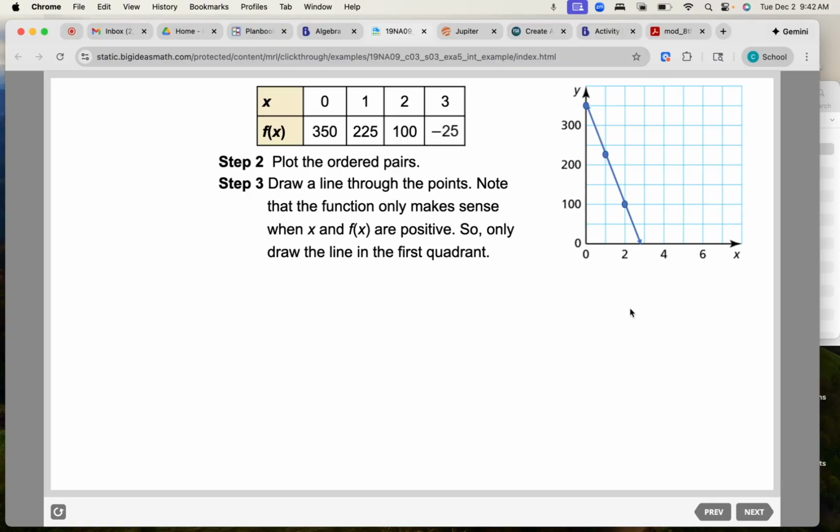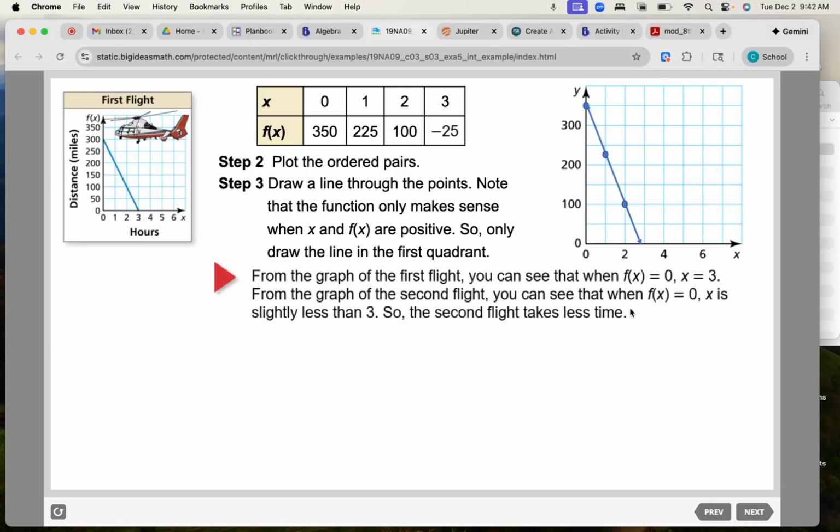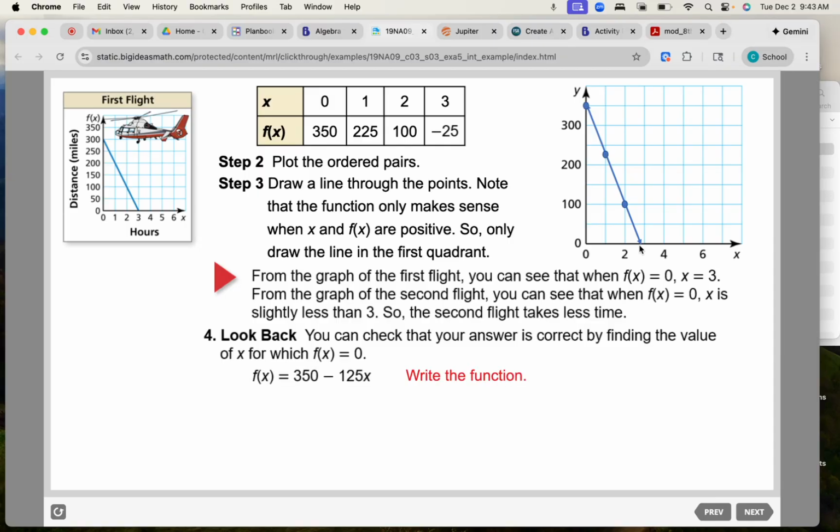All right, so now that you have the second line, we can compare it to the first line. So when you look at the first flight, you see that when f of x equals 0, how long did it take us? How many hours? Right here. 3 hours. And in this case, when we were at 0 here, how long did it take us? Exactly 3? Slightly less than 3. So which flight is faster? The second one. The new line that we just drew.